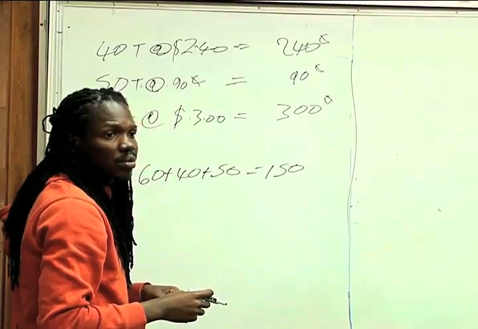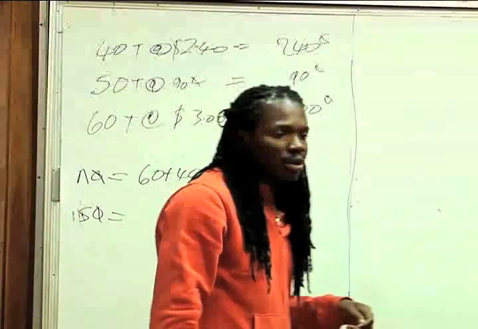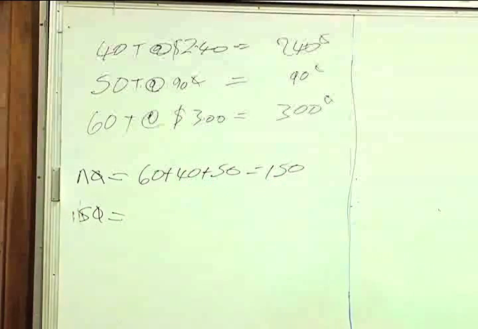What's SQ? 40 over 240? No. Look here now. He says he sells 40 tins at $2.40 per tin. That means that each tin costs $2.40, not $2.40 for all the tins. Not that he sells 40 tin for $2.40. He sells 40 tin at $2.40 each. You understand the difference? Good.